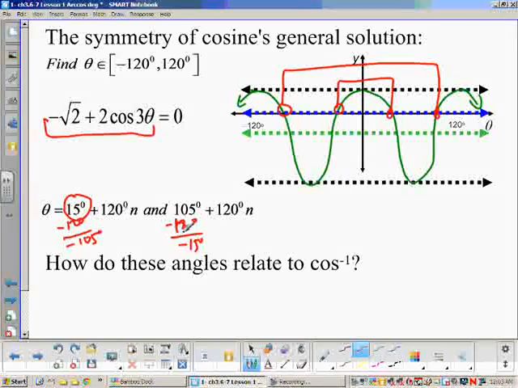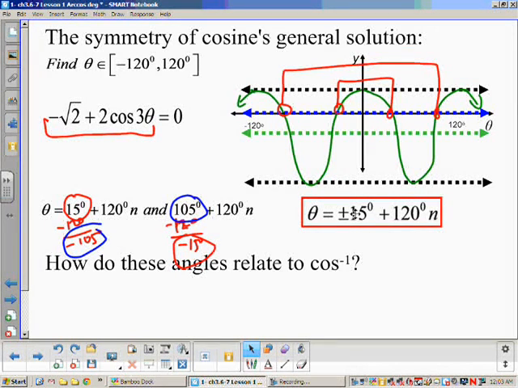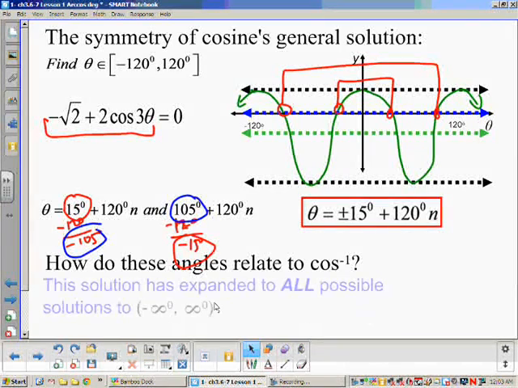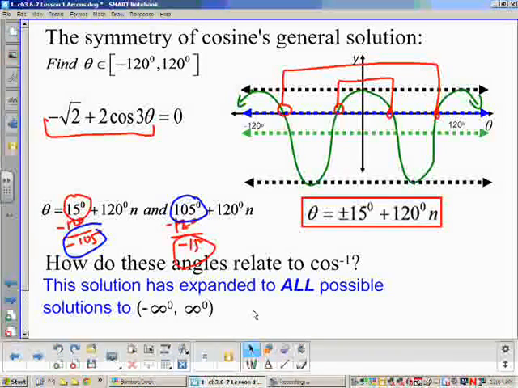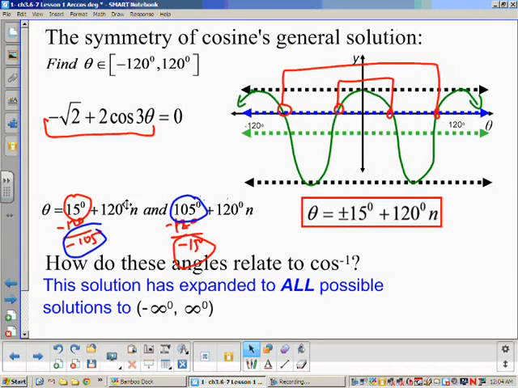So our 15 and negative 15, our 105 and negative 105 come out of our equation written in this form, but also we see it in symmetry. And so we look for a shortcut. We have this shorthand way mathematicians write their solutions. Theta equals positive and negative 15 degrees plus 120n, where n is a positive or negative whole number. And so now these angles relate to the inverse cos in the sense that our solution is expanded to all possible solutions, all the way from negative infinity up to positive infinity, depending on how many periods we add or subtract.